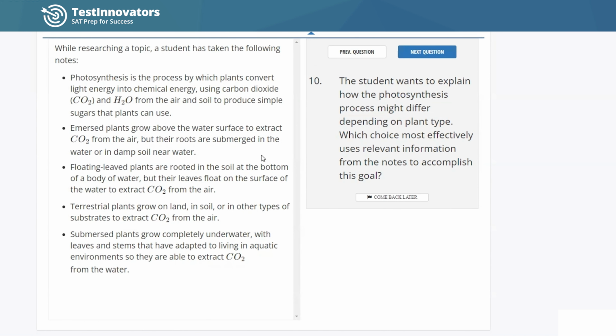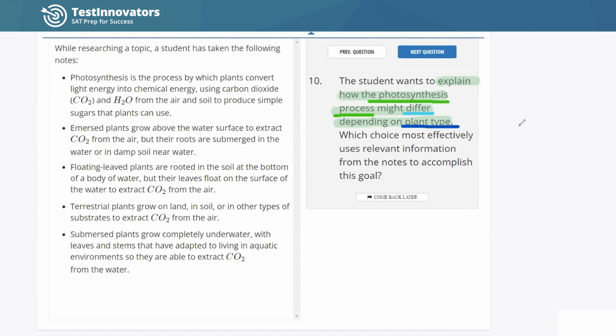Now, here's what the question asks. The student wants to explain how the photosynthesis process might differ depending on plant type. Which choice most effectively uses relevant information from the notes to accomplish this goal? What is the goal that the question gives us? Well, here it is: explain how the photosynthesis process might differ depending on plant type. And we need to select an answer choice that contains all parts of this goal. So something about the photosynthesis process and differences based on plant type.